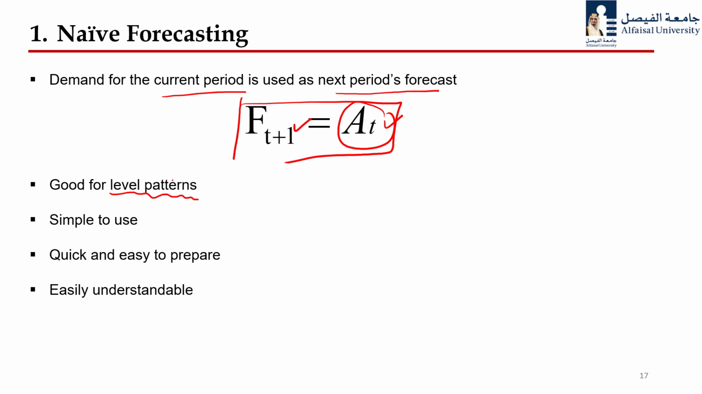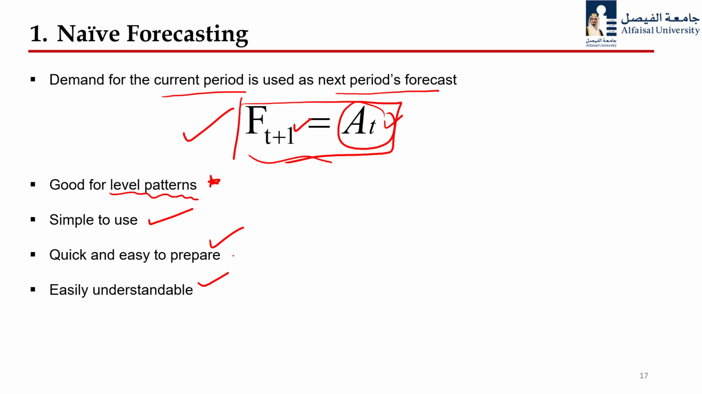If there is a trend or seasonality, we cannot apply this method. We can use adjustment methods, which we will discuss later, if we have a constant trend pattern or a certain type of seasonality. But right now, this particular naive forecasting formula is applicable, and can be one of the good forecasting methods, when we only have the level pattern. As you can see from the formula, it is very simple to use and apply. So we can quickly prepare the forecast and it is easy to understand.